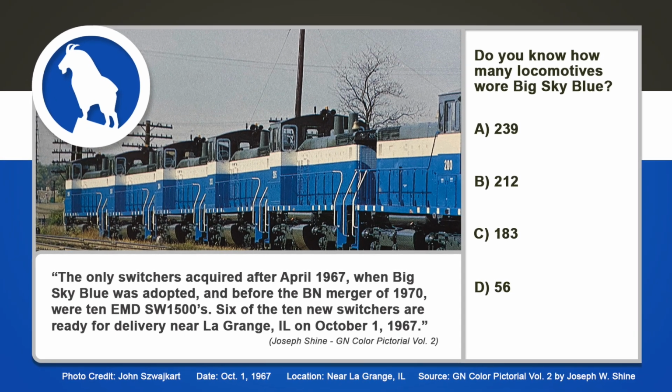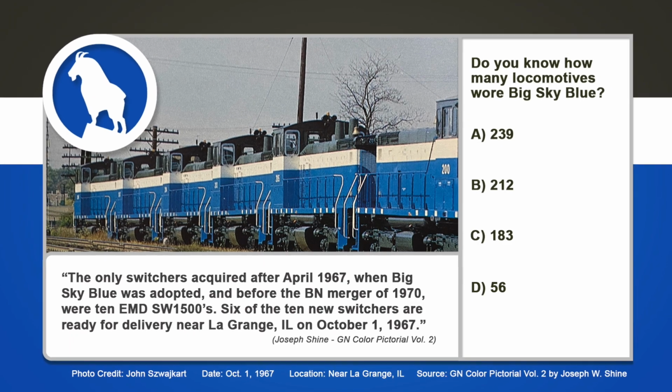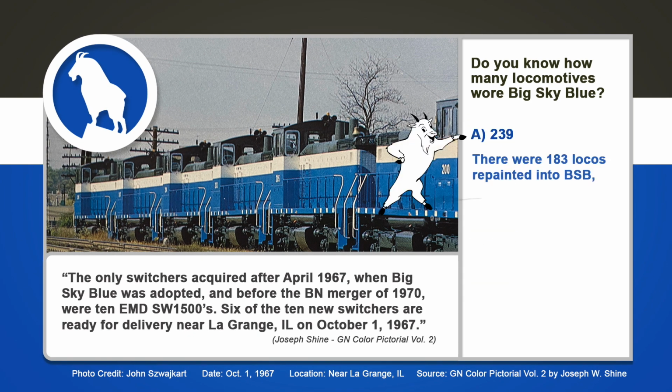Have you been stressing about that answer to this week's quiz question? No? Well, for those that have, the answer was A, 239. There were 183 locos repainted. That's what I was thinking. That's why I guessed C. Where 56 locos were delivered in the new Big Sky Blue. Oh, I was just thinking of delivered. Oh, that's why I guessed D. Well, if all of those that guessed C and D would just get together, add them both up and you will get A, 239. That's all for this week's quiz question.